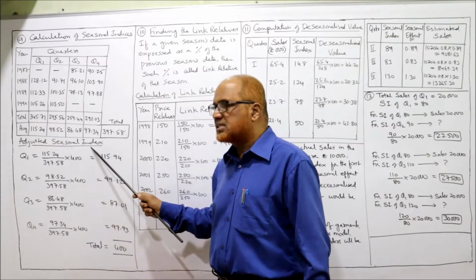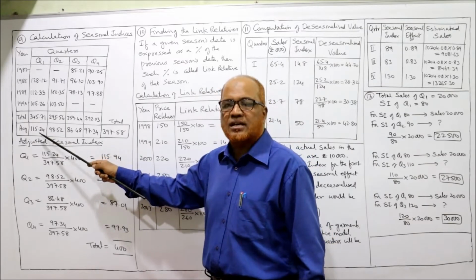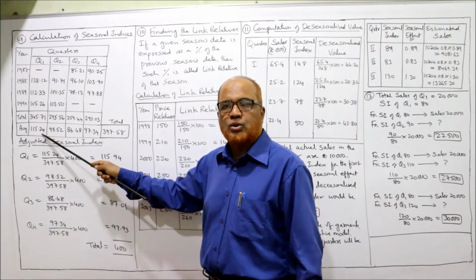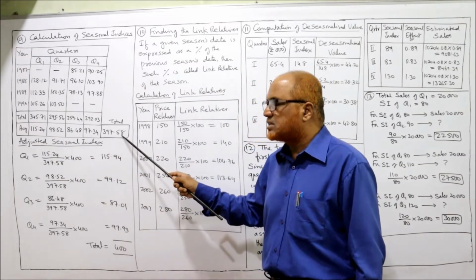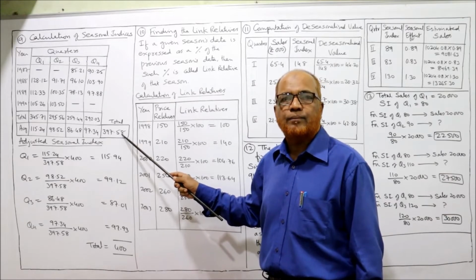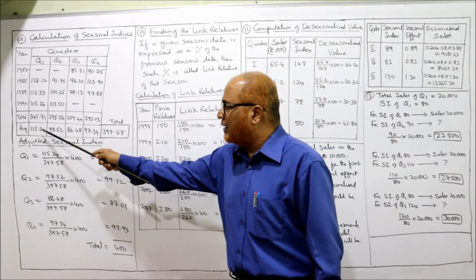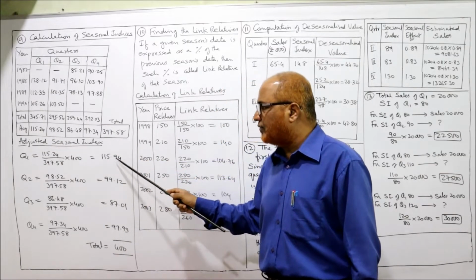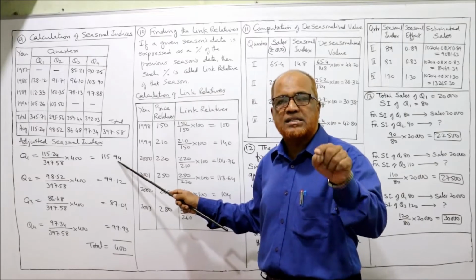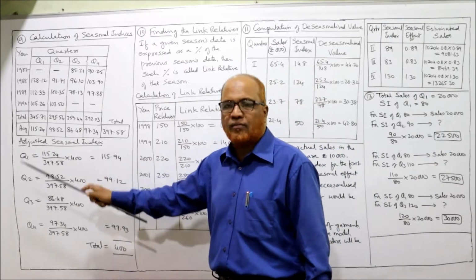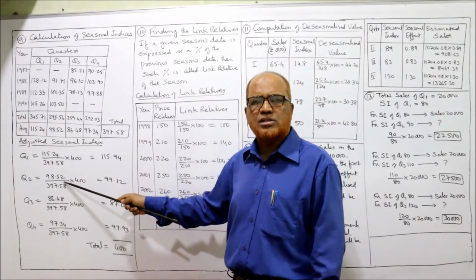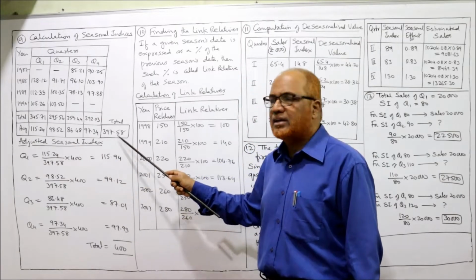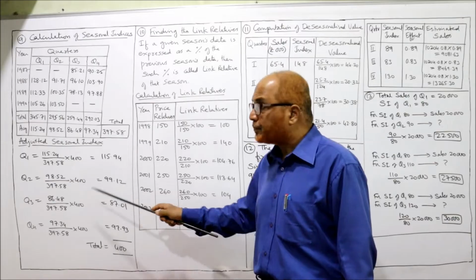So here adjusted seasonal indices are, what is the seasonal index we got for quarter 1? 115.24. So 115.24 divided by 397.58 into 400. You will get 115.94. This is the adjusted seasonal index for the quarter 1. Now quarter 2, similar calculations. What is the index here? 98.52 divided by 397.58 into 400. 99.12.